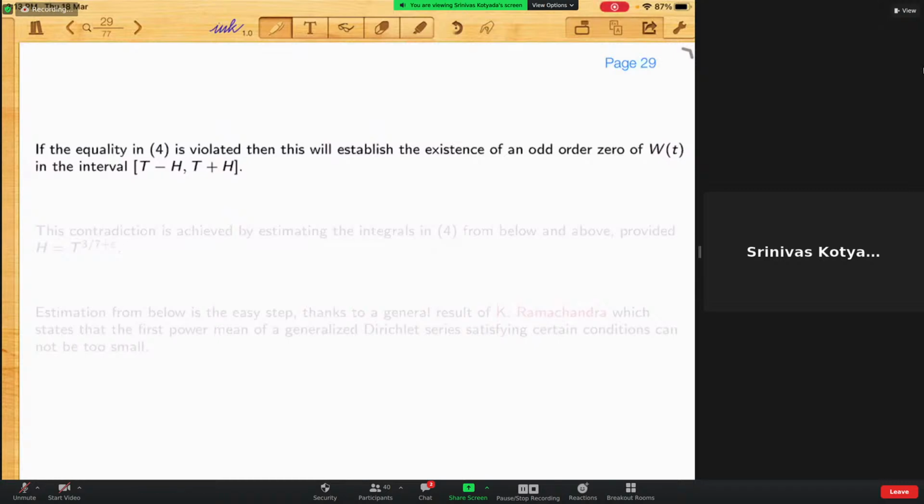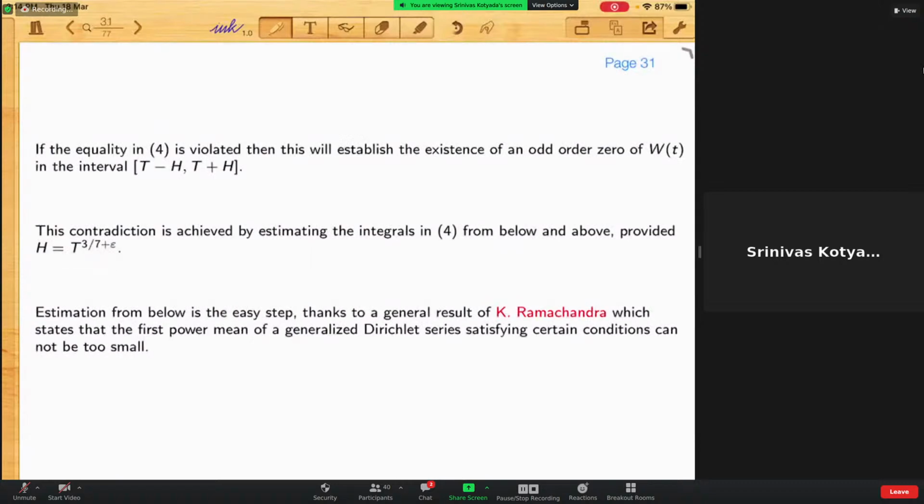So this was the idea of Hardy and Littlewood. And so the entire thing is now how to show that the equality is violated, and for what h one can show it. The contradiction is achieved by estimating the integral from above and below, provided h is 3/7. This is the recent result of Stefan and Usha's. But we will describe 5/12 first.